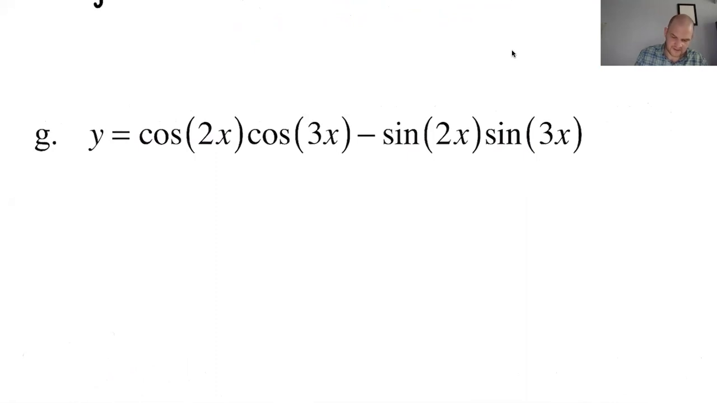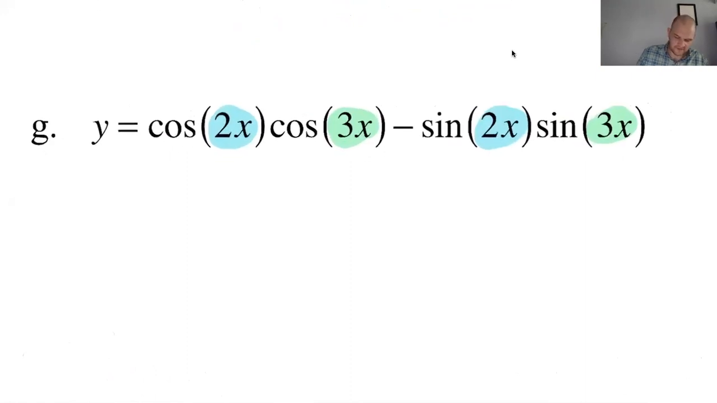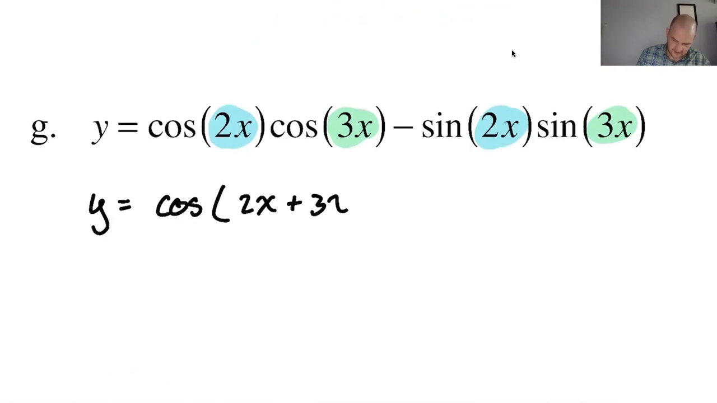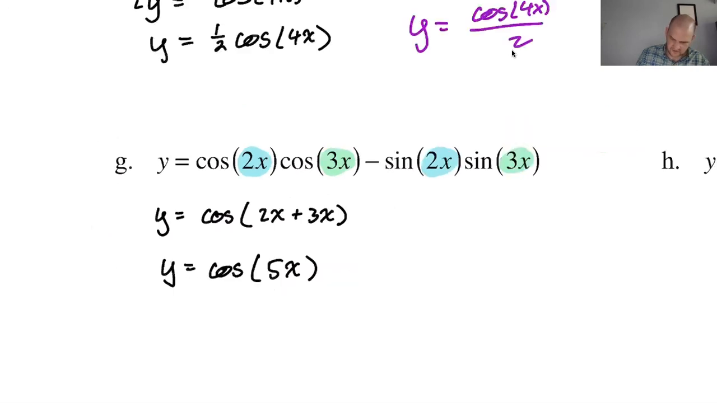I mean, one of the things you can do is you can go through and identify similar things, and then try to read it, right? So here I have cosine blue, cosine green minus sine blue, sine green. So because of that, I know that I'm dealing with the cosine of blue plus green. So 2x plus 3x, which is the cosine of 5x.